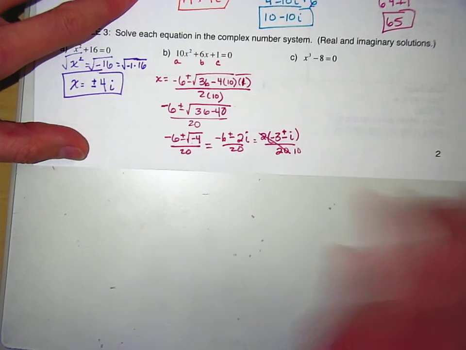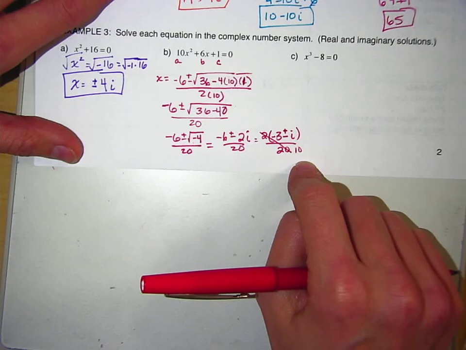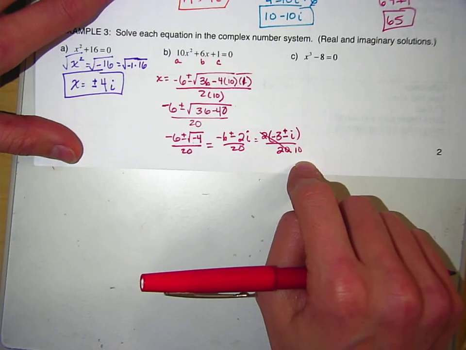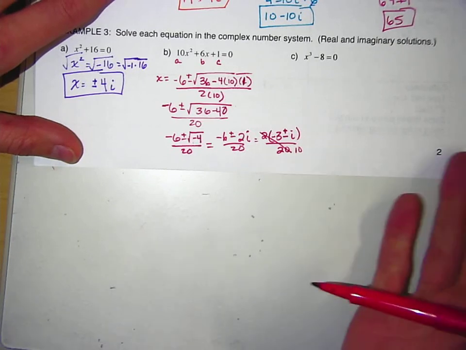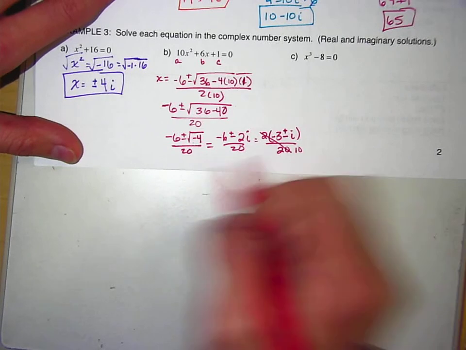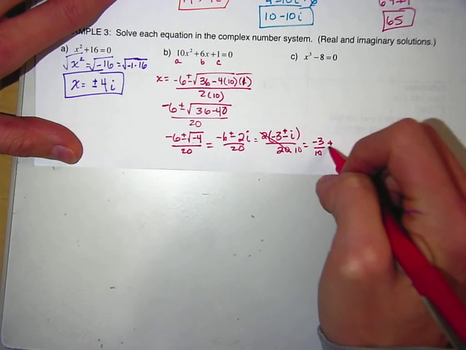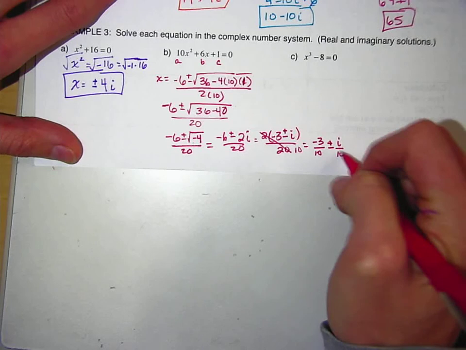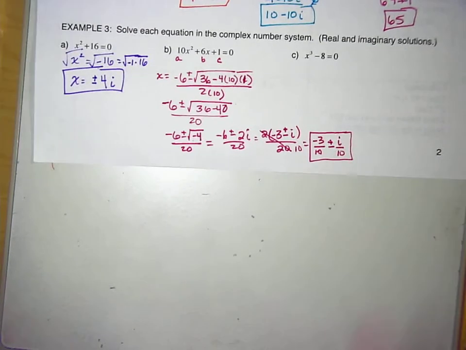And then the other thing we want to do, if we're really putting this in standard form, is we need an a term, your real term, and an imaginary term, the bi. So this is going to look like negative 3 over 10 plus or minus i over 10. So you may have to split those up, especially on MathXL. They may require you to do that.